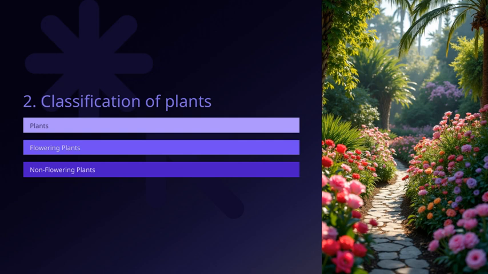Flowering plants are perhaps the most familiar to us because they produce flowers, which are often colorful and attract pollinators. They also produce seeds enclosed in fruits, which helps with seed dispersal and plant reproduction.